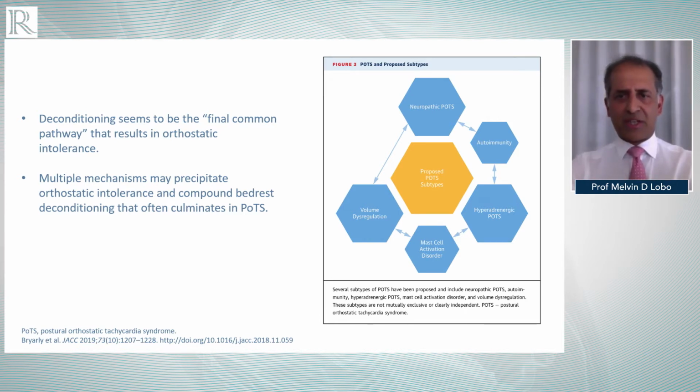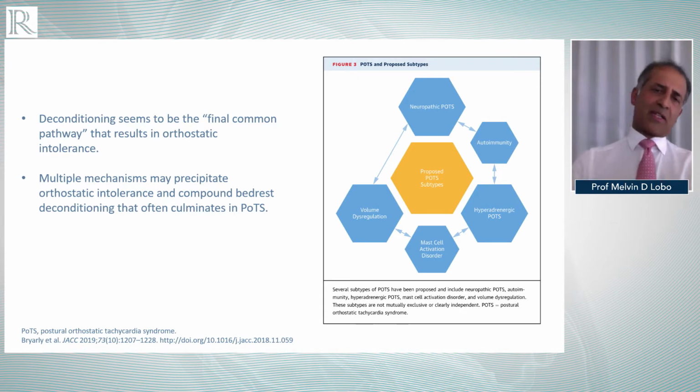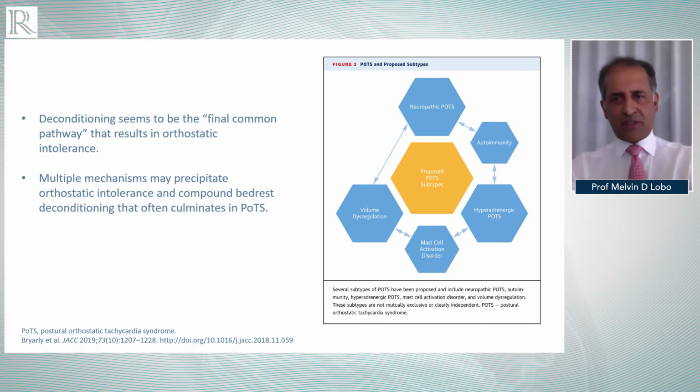So on this slide you can see a variety of conditions in large boxes that are the phenotypes, or as some people prefer to call them, endotypes: neuropathic POTS, hyperadrenergic and volume dysregulation, and then some associated conditions such as mast cell activation and autoimmunity that can contribute to the orthostatic intolerance. It's by no means clear to what extent each of these conditions is responsible in its own right in any one patient, and there's certainly overlap between the different conditions within one patient. But let's have a look at some of the background detail.